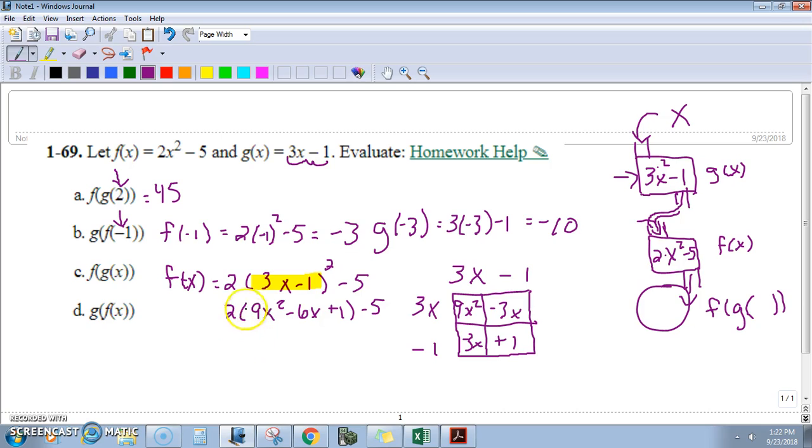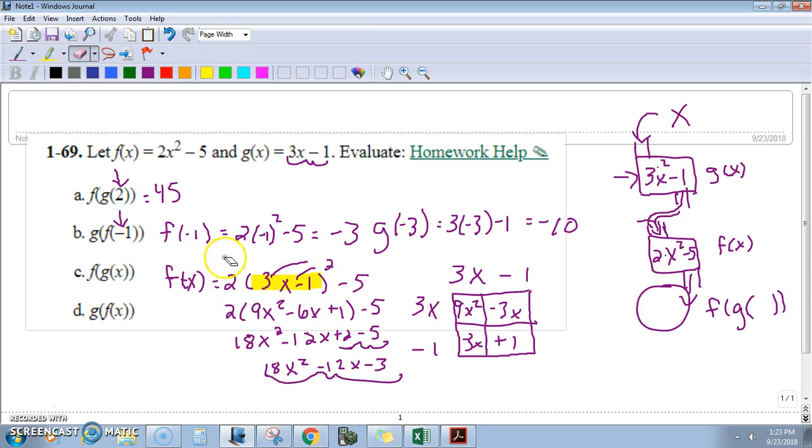If we keep going, this becomes 18x squared minus, I'm just distributing, 12x plus 2 minus 5. One more step, I can combine these like terms on the end. So it's 18x squared minus 12x minus 3. Okay, so if you wanted to simplify it to be this trinomial here, you could do that, but don't just, I see a lot of this, of 3x squared and then negative 1 squared. That's not going to give you the correct answer.